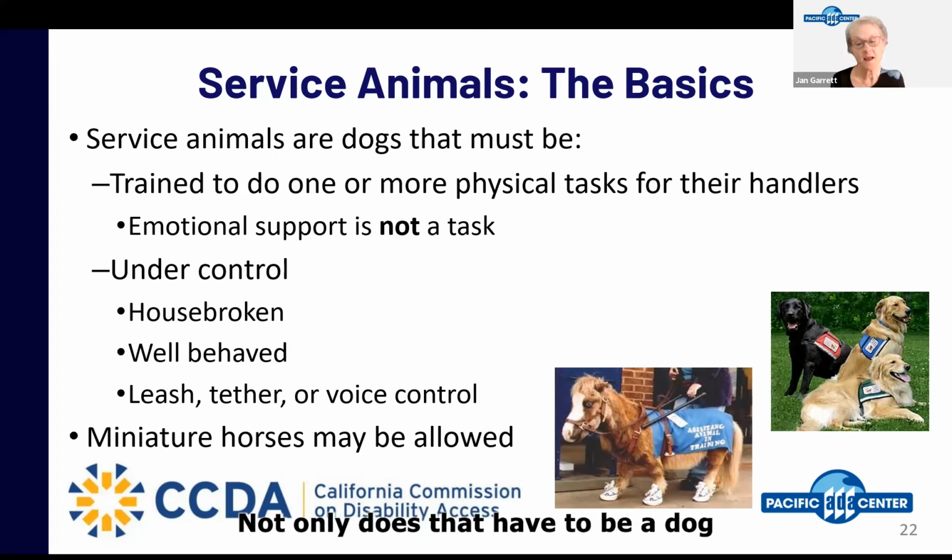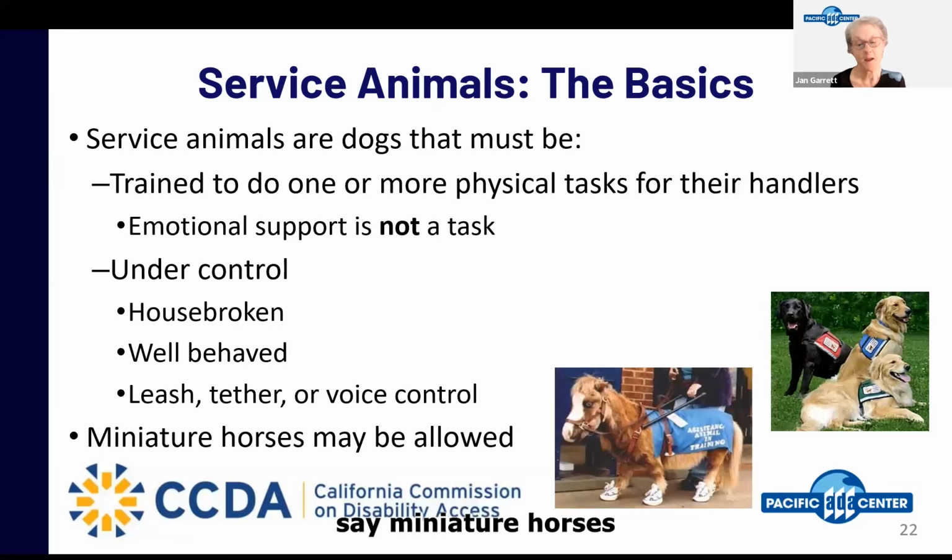So not only does that have to be a dog that does one or more physical tasks for its handler, it also has to be under control. It has to be housebroken, well-behaved, so not barking or growling or running around. It needs to be on a leash or tether or under strict voice control if the handler cannot handle that leash or tether.